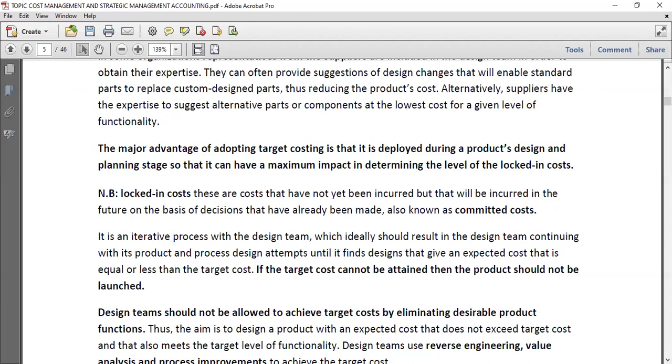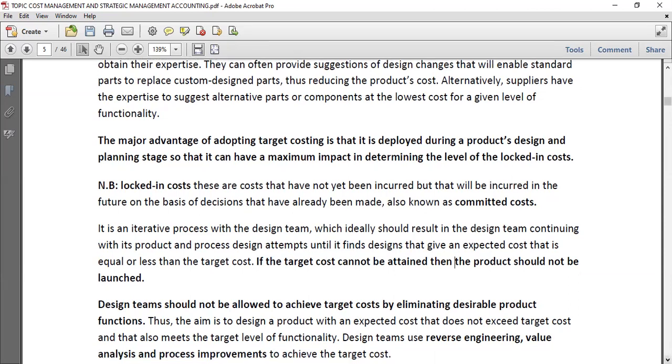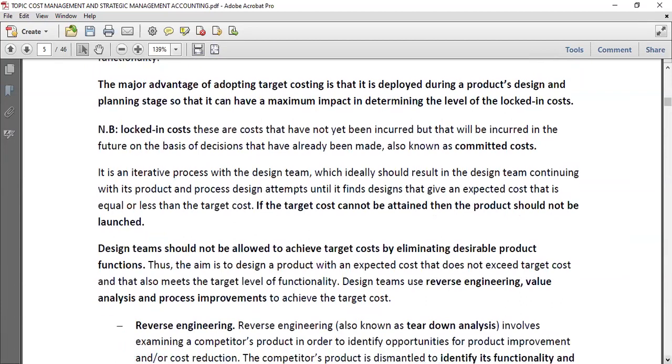Like we've indicated, after the process we should compare the estimated actual with the target cost. So target costing also helps us make a key decision: if we feel that our target cost cannot be attained, then it is telling us that it's better we don't produce this product. So it's very important that you understand that.